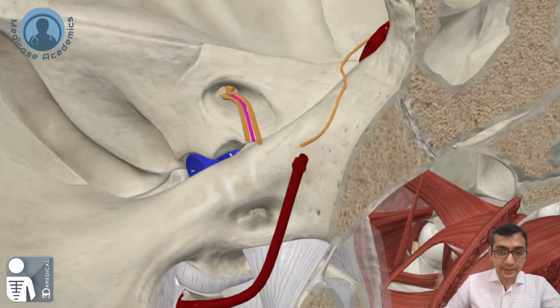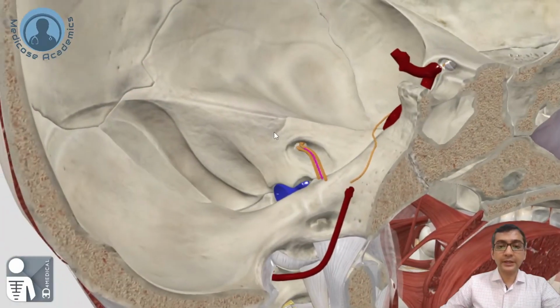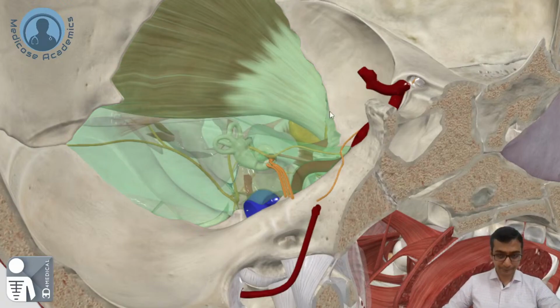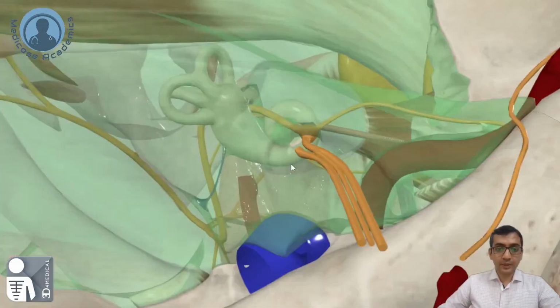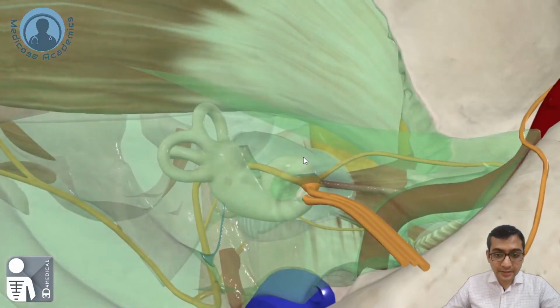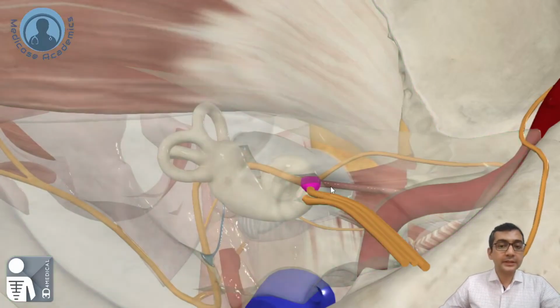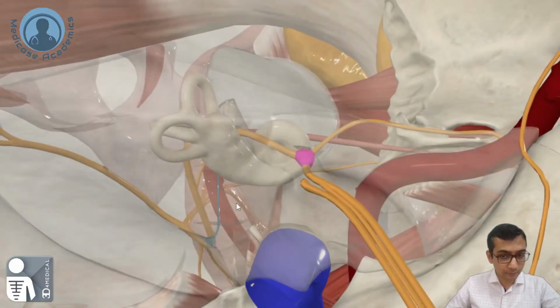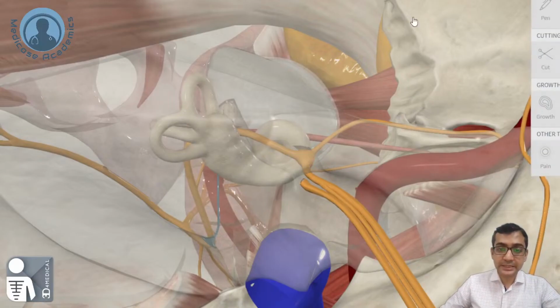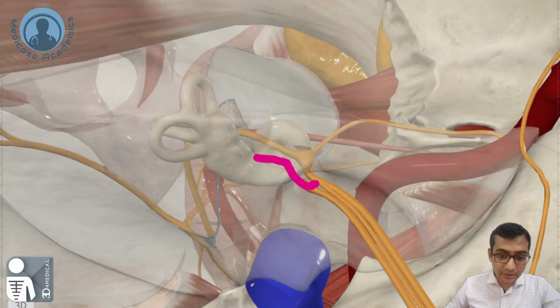Then it enters this area, that is the internal acoustic meatus. To see what is happening in the internal acoustic meatus, it goes to the inner ear, going into the petrous bone. Let us make this bone transparent. So here we can see it moves there, and in the inner ear it is encountering this ganglion. This is the geniculate ganglion, and here you can see that the main nerve is going in this way.